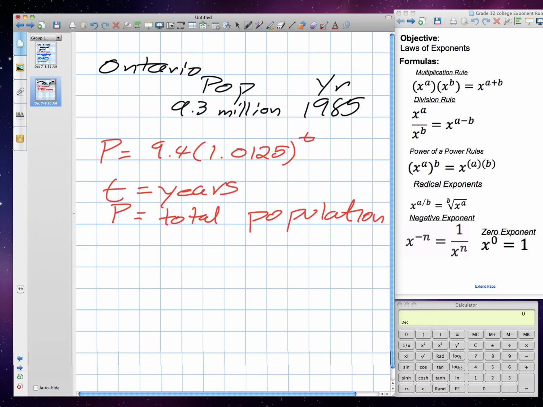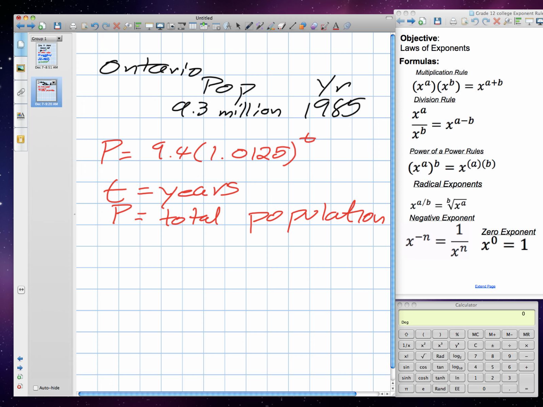Okay? Now it's measured in the millions, they said P. So technically this number represents 10 for us. We're not going to write 10 million in for P, because P is measured in millions. So I'm going to replace the P in the equation with the number 10. So we get 10 is equal to 9.4 times 1.0125 to the power of t. We're trying to solve for t in this equation. We're going to be using a chart method to solve this.